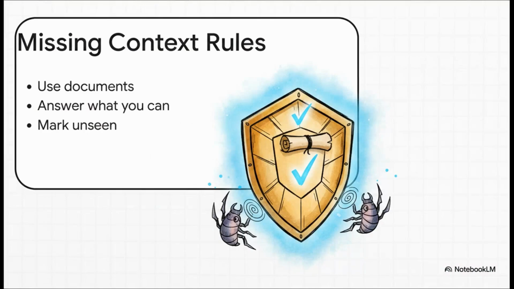The fix here is just a small rules block, literally 3 lines of instruction. First, use only the documents provided above. Second, if the documents only partially answer the question, say what you can and clearly mark the rest as not covered. Third, if they do not address the question at all, just say so directly. That's the whole fix. That tiny block of text saves you from a massive class of bugs that are notoriously hard to catch in testing, but will absolutely destroy user trust in production.